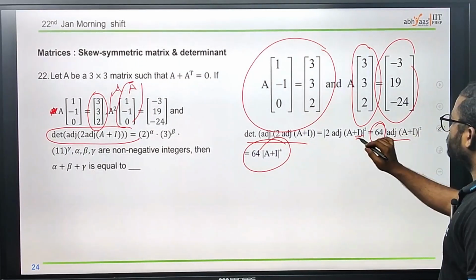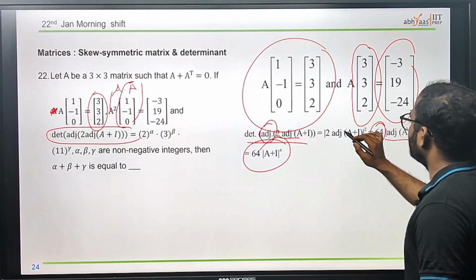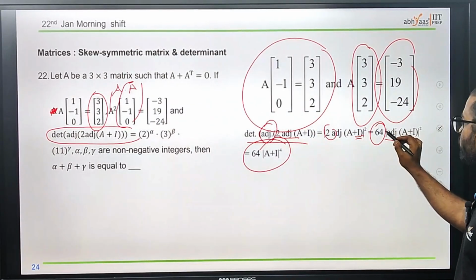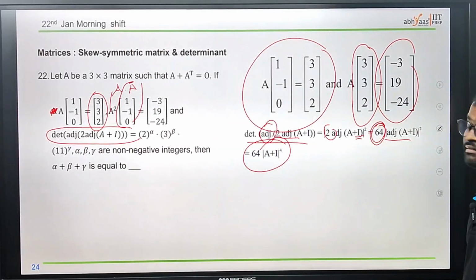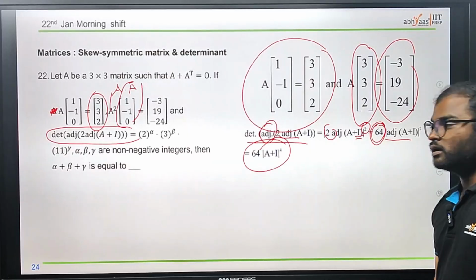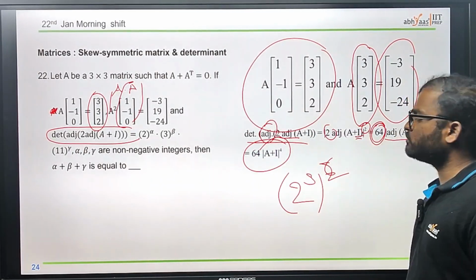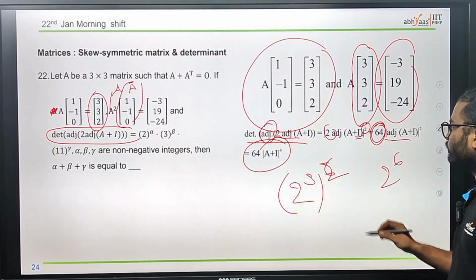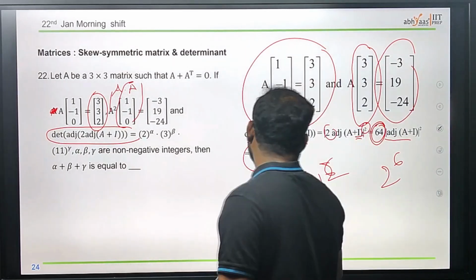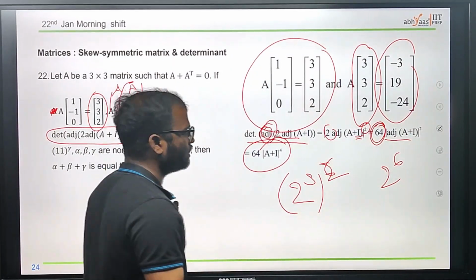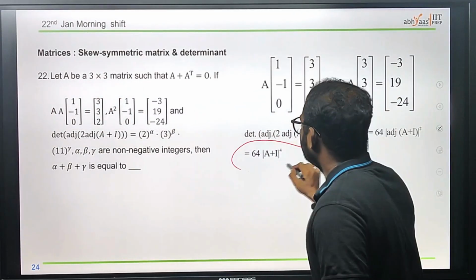Where does this come from? Which adjoint becomes 2? How did this 64 come? Since it is a 3 by 3 matrix, we will have 2 power 3 and whole square. 2 power 3 whole square, like 3 times 2, which is 6, so 2 power 6. When we have the adjoint of that one, we take it as 2 power n minus 1. That is the situation we have. Now by using this one we got 64 A plus I.